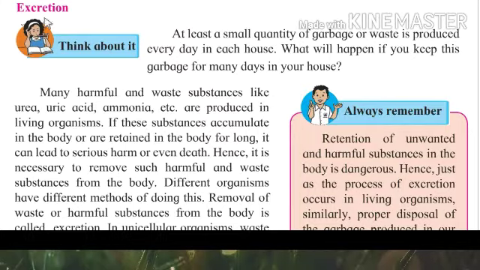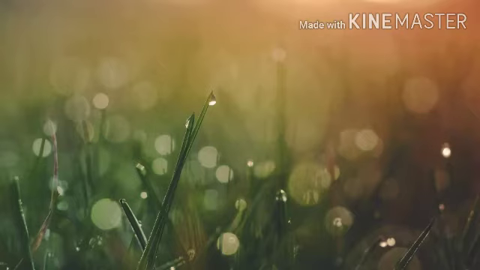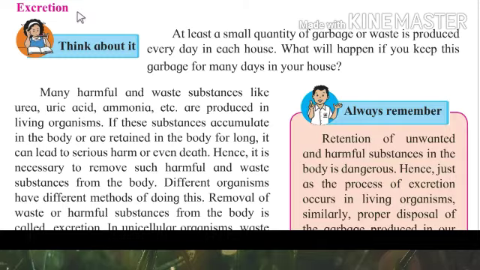Now we will discuss excretion. In Marathi we call it utsarjan. This excretion is the process in which various chemical reactions take place in our body, and afterward some substances like urea, uric acid, ammonia are produced in the living organisms.